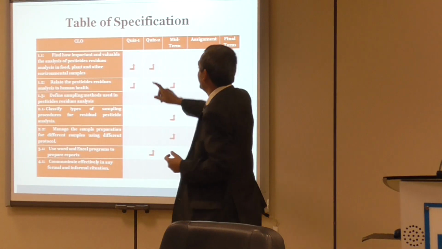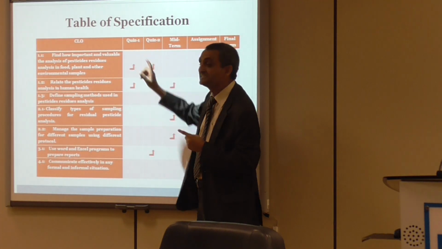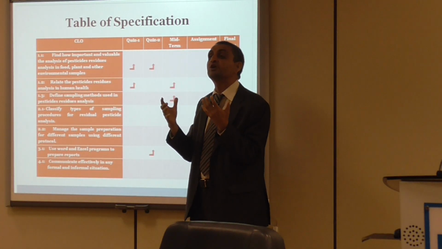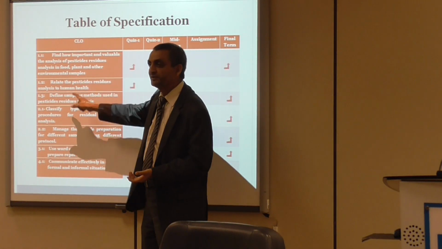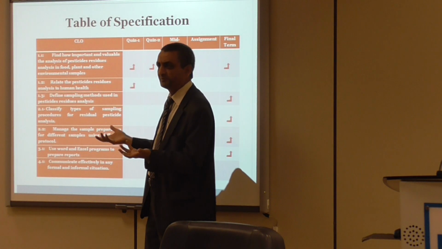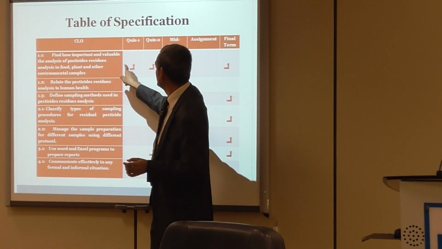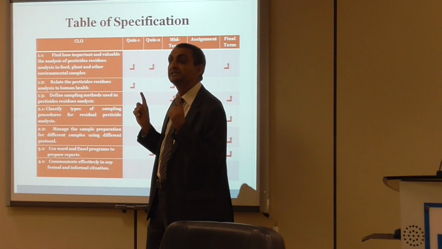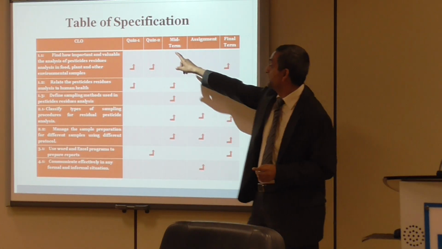Now, see, now you are preparing for your quiz. Decide how many CLOs you are going to use. 1.1, 1.2. Fine. Tick. No, I want to use 1.3 as well. Put a tick. I don't want to use any, I want to use only one. Tick 1. Got it?